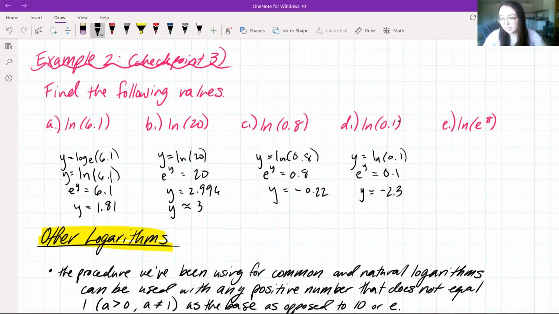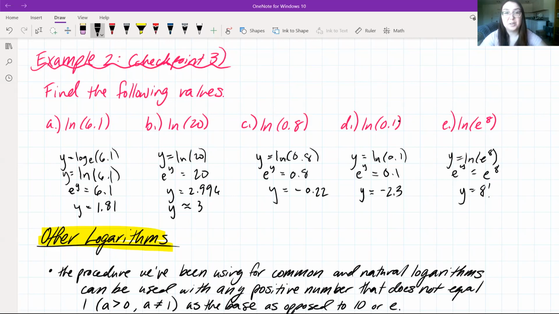All right, and lastly, we have here for part E, the natural log of e to the 8th power. So this means that y is equal to the natural log of e to the 8th power. And we're about to see something kind of funny happen. So we get e to the y power is equal to e to the 8th power. And it's pretty obvious what y is going to be, because e to the 8th will have to be equal to e to the 8th. So we know that y is equal to 8.